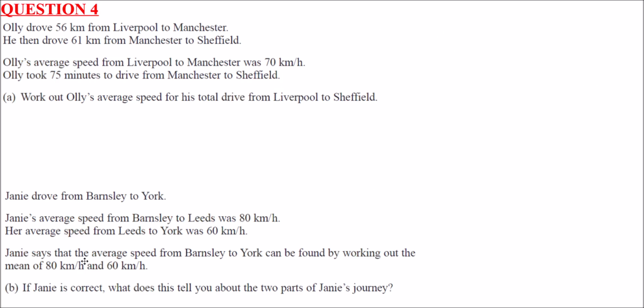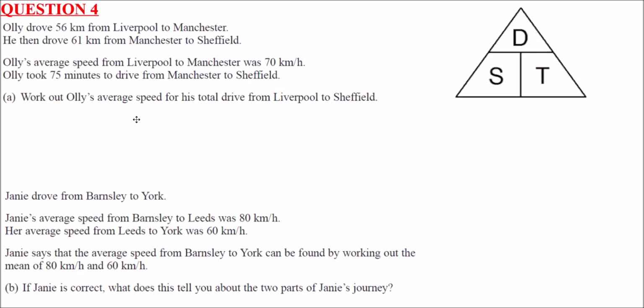Question 4, we've got a speed, distance, time question. So Ollie drove from Liverpool to Manchester, then from Manchester to Sheffield. So it's going to be relating to speed, distance and time. We're told that he drives 56 kilometres from Liverpool to Manchester. We're also told his average speed from Liverpool to Manchester is 70 kilometres per hour. So we know the speed and the distance, we can therefore work out the time it takes him to go from Liverpool to Manchester.